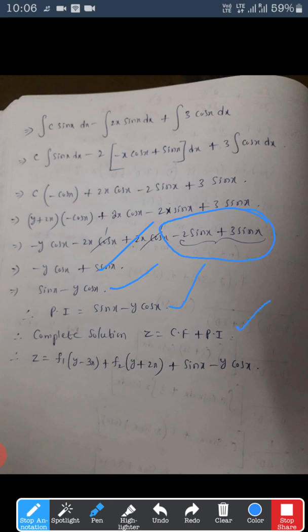Therefore, for the complete solution, z is equal to CF plus PI. So this is our complete solution. z is equal to CF plus PI, that is f1 of y minus 3x plus f2 of y plus 2x plus sin x minus y cos x. This is the procedure for finding PI of any function.